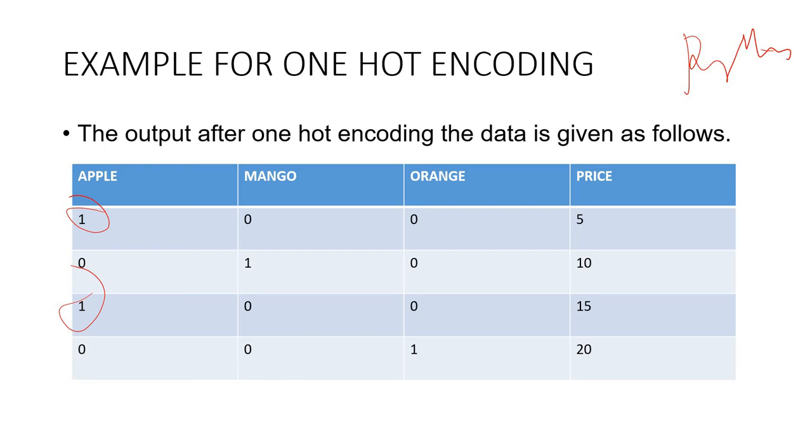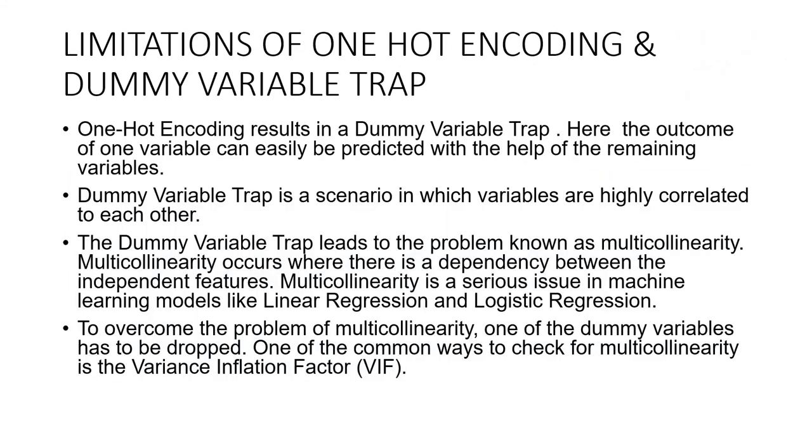This is another way to avoid the limitation of label encoding. We will use this one hot encoding. So whatever limitations we discussed for label encoding are not here. That is the advantage of one hot encoding. But you need to understand there is a limitation for one hot encoding as well, which we call the dummy variable trap. One hot encoding results in a dummy variable trap.